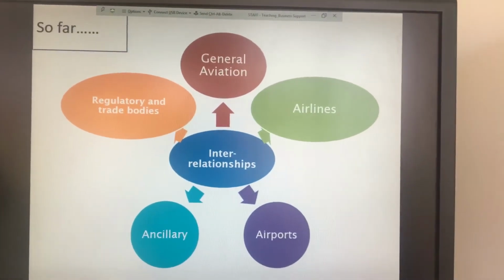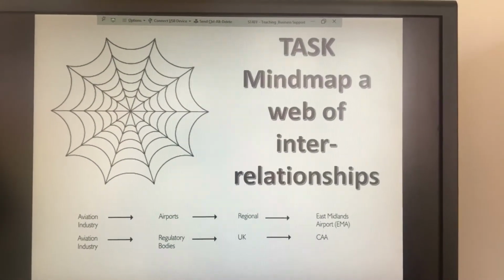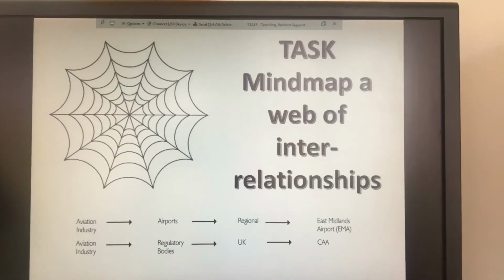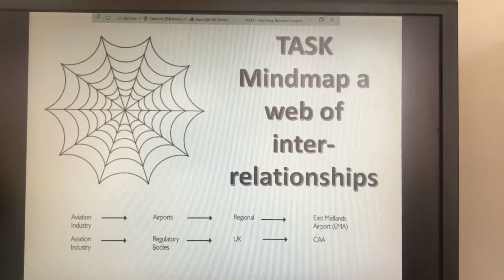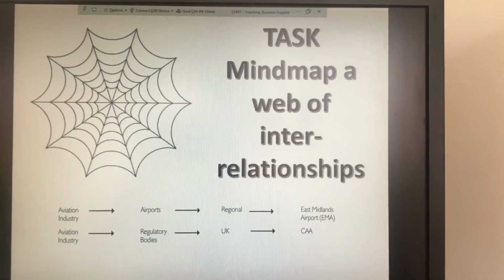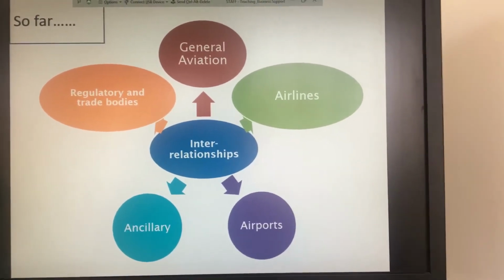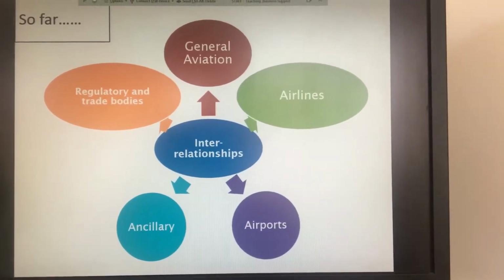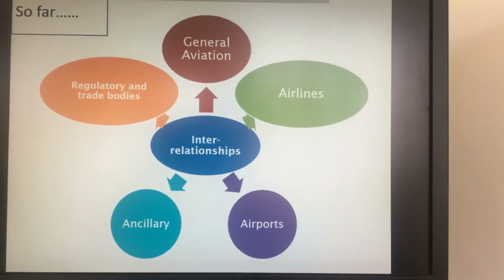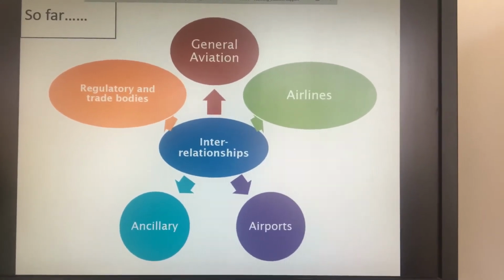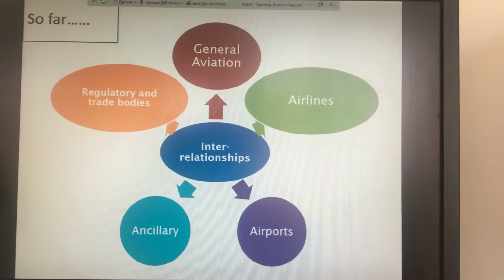Okay, so what I'd like you to do is pause this little video for now, and spend 10 minutes just creating a mind map of interrelationships. So I want you to grab a blank piece of paper. I want you to write those 5 different headings: reg and trade bodies, general, airlines, airports and ancillary. And all I want you to do is have a think. If you can do it off the top of your head, great. If you need to look back at your old notes, that's fine. Have a think and name for me some organisations and some examples under each of those 5 headings.